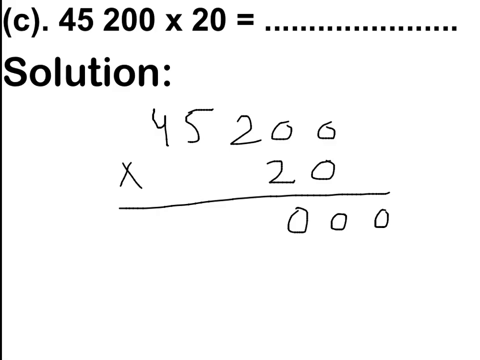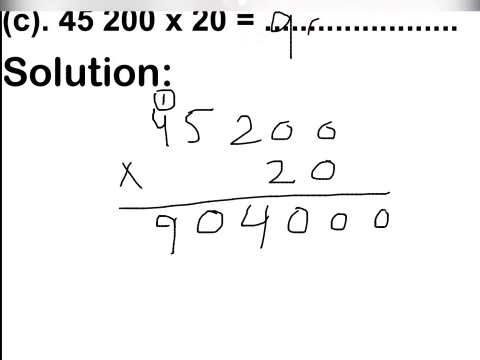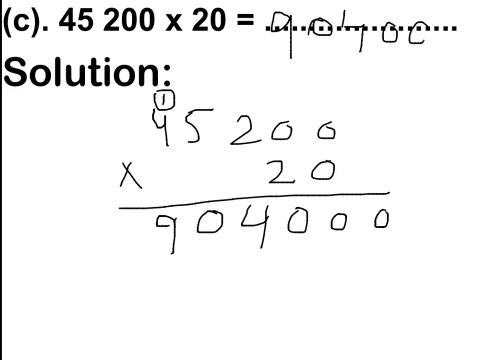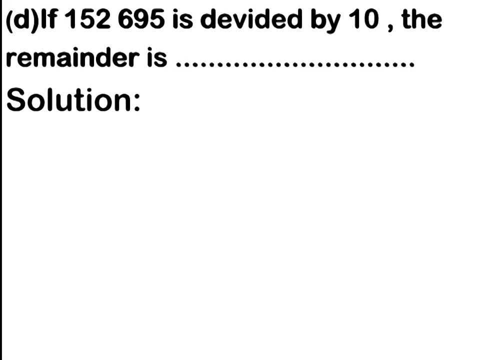Now we will multiply it by 2. 2 2s are 4. 2 5s are 10. 1 carry. 2 4s are 8. 8 plus 1 is equal to 9. So the answer is 904,000. Understand?